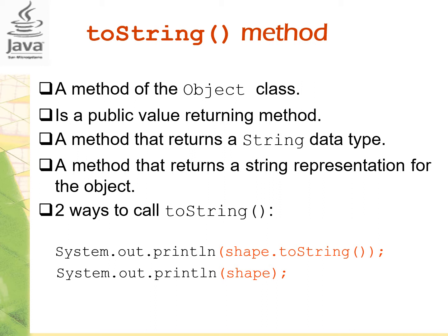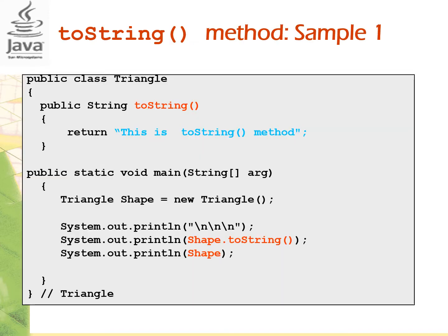The first one is to call the object name, dot, and then write the toString method, or you can write the name of the object straight away. When you do like that, it will automatically call the toString method. This is an example.